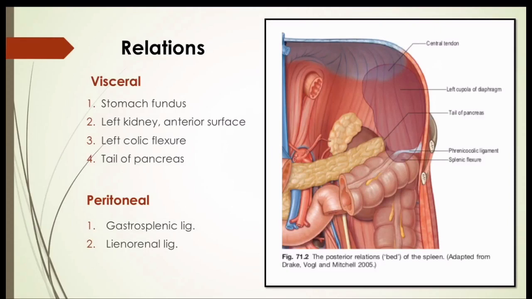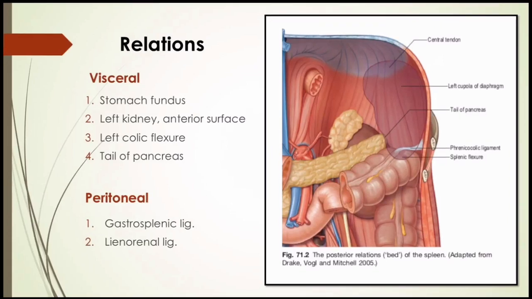So in the visceral relations, you have the stomach fundus, the upper and anterior aspect of the left kidney, the left colic flexure, also known as the splenic flexure, and the tail of pancreas. You've already seen that in the video. Let's speak a little bit about the peritoneal relations. For now, I just want you to remember that the peritoneum is going to present itself in these regions as double folds, which are going to be reflecting off the organs. So we have two peritoneal folds with relation to the spleen. These are the gastrosplenic ligament and the linorenal ligament.